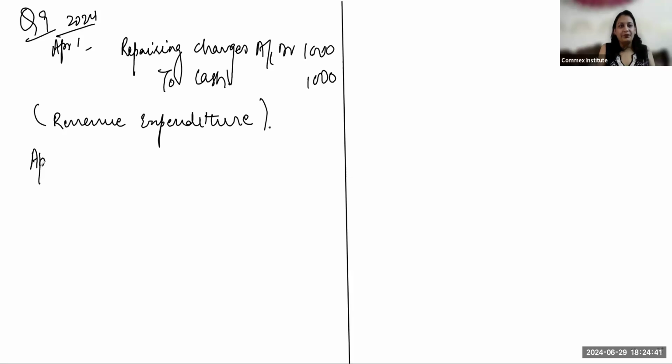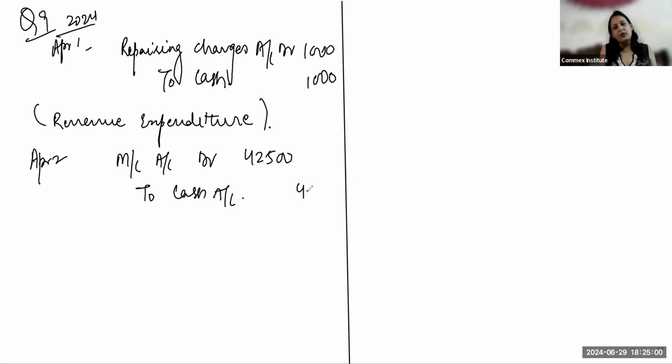April 2. Purchased a new machinery, 42,500. This is very simple. So machine account debit to cash, 42,500. Because when we purchase the machinery, we are paying the cash. So cash account will be credited, right? Cash goes out, credit. Cash goes out, credit.